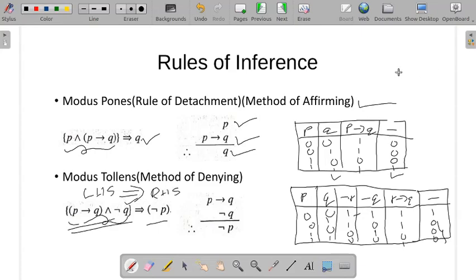This is an inference symbol. There are two types of symbols you can observe. One is logically equivalent, another one is infer. In logically equivalent, whenever LHS is 0, RHS should be 0, and whenever LHS is 1, RHS will be 1. In inference, whenever LHS is 1, RHS should be 1. Whenever LHS is 0, RHS may be anything. So that's about modus ponens and modus tollens.